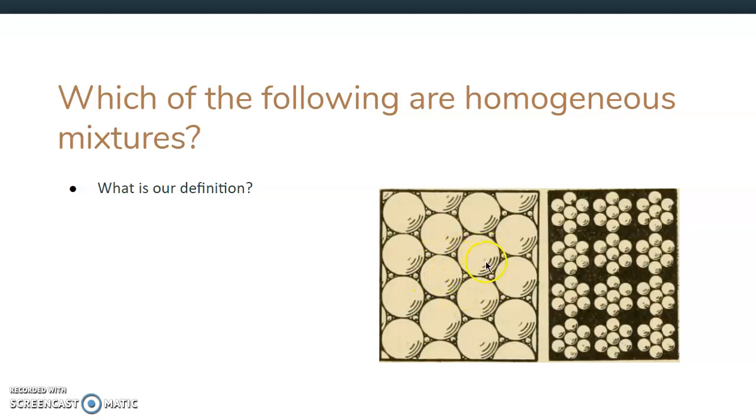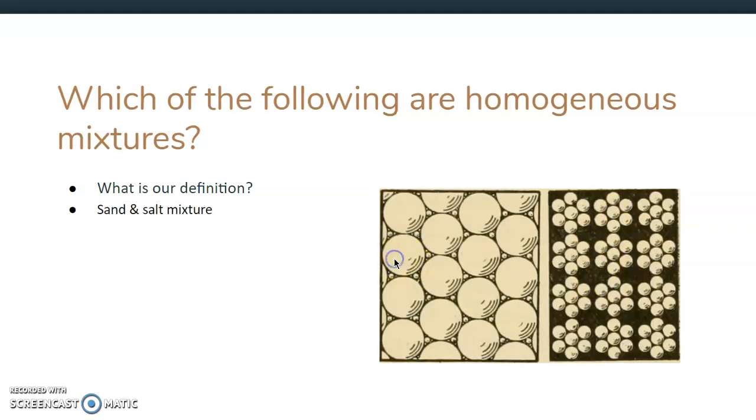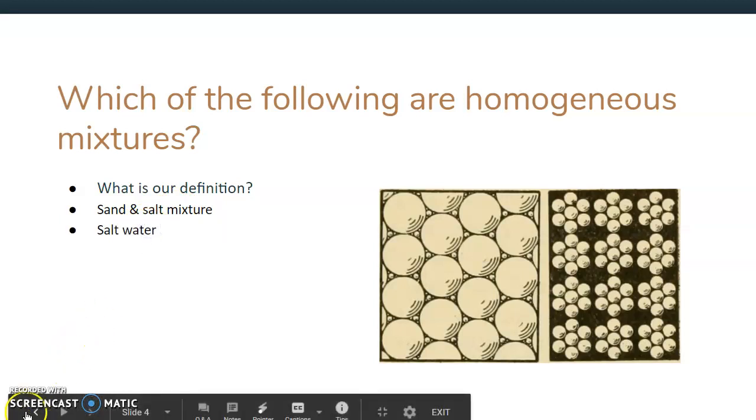This one, you can see that there's different sizes of circles, but if you look at a big circle, it has 6 circles around it, all in the same position all the way around. And same with this. This picture on the right, it has groups of circles, but the same amount of space in between each of the groups. So they're uniform. So let's start with our first example of salt and sand mixture. I would say that is a homogeneous mixture.